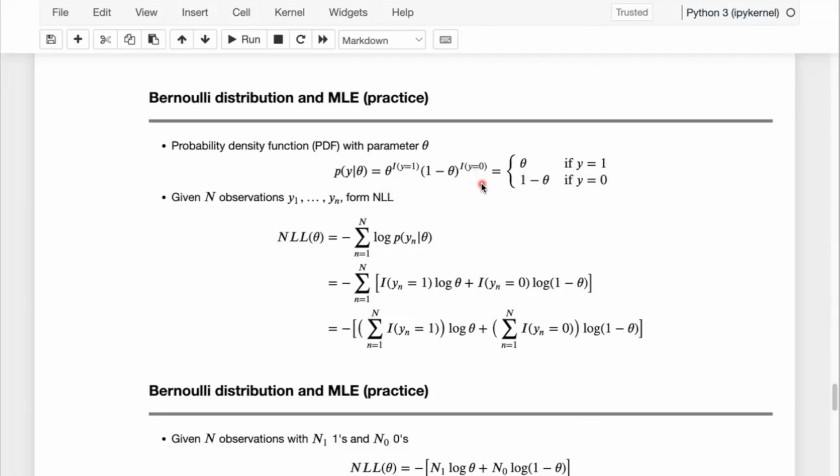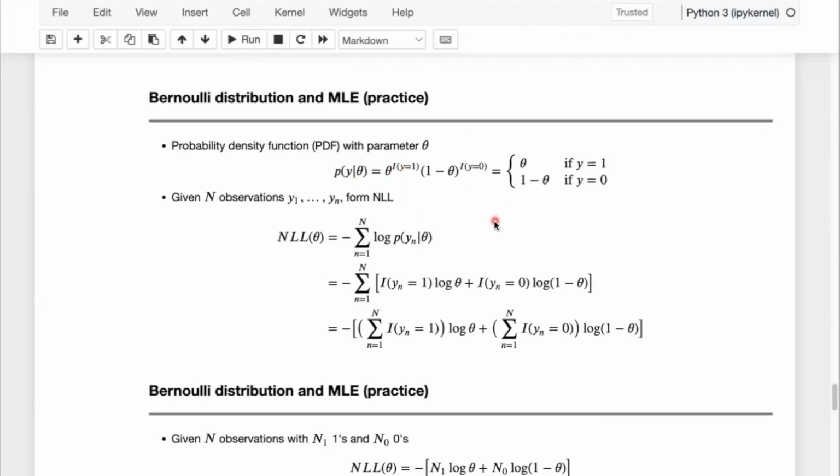We can summarize this in one equation, and that's theta raised to the power of I, the indicator function of y equals 1, times 1 minus theta raised to the power of I, y equals 0. So remember, if y equals 1, then this indicator function here is 1 and this one is 0. So this means that we get theta. And then we have the other side. If y equals 0, then this is 1, and 1 minus theta raised to the power of 1 is 1 minus theta. And then we get theta raised to the power of 0, which is 1.